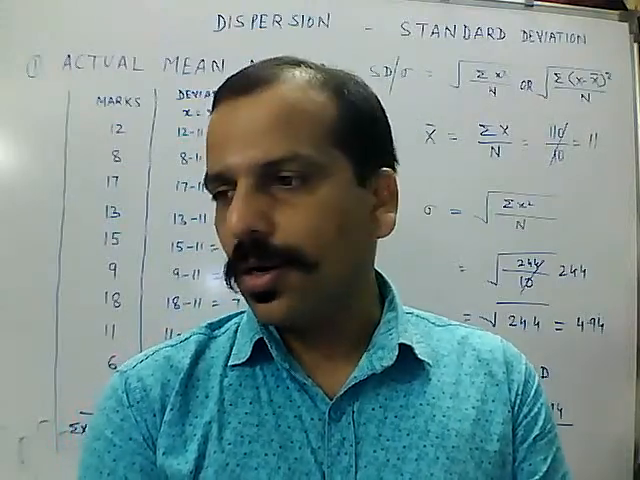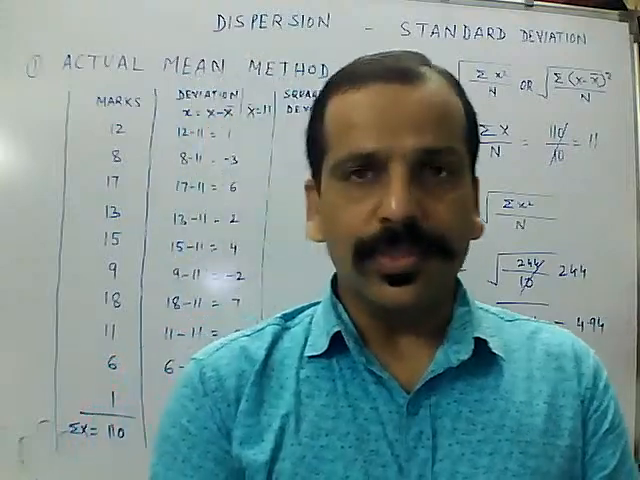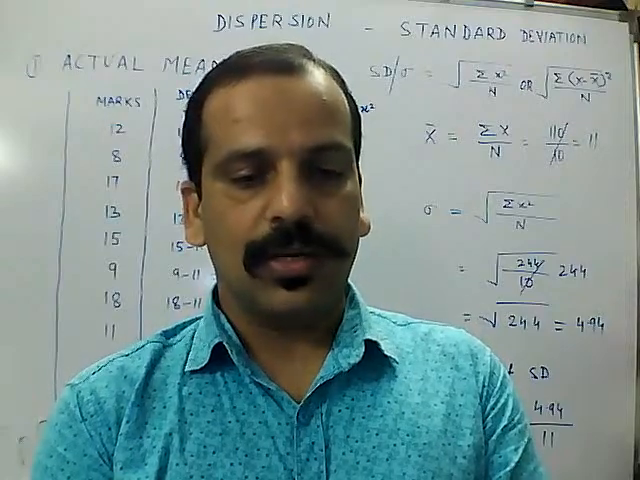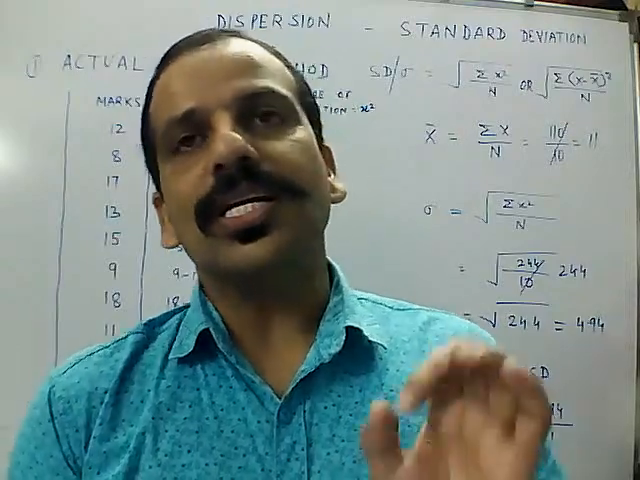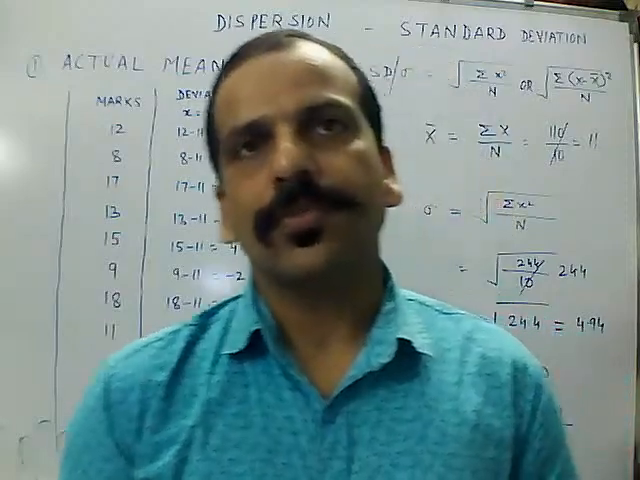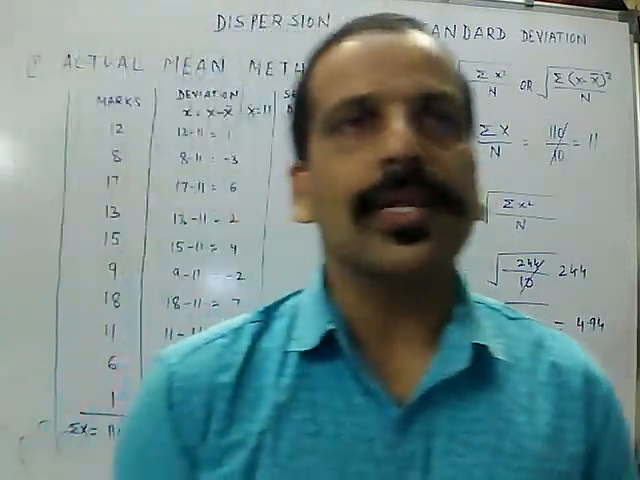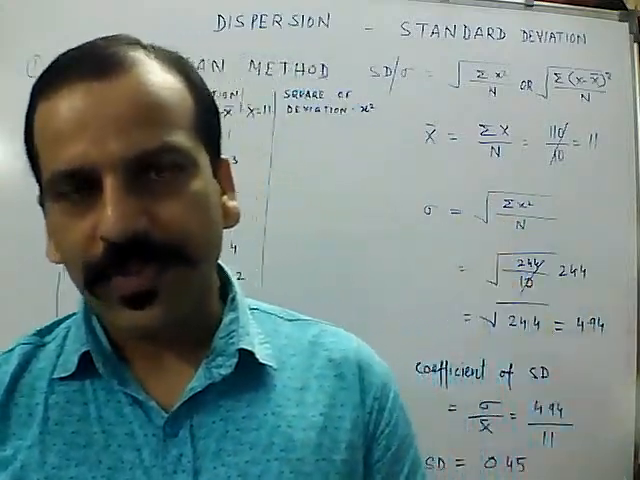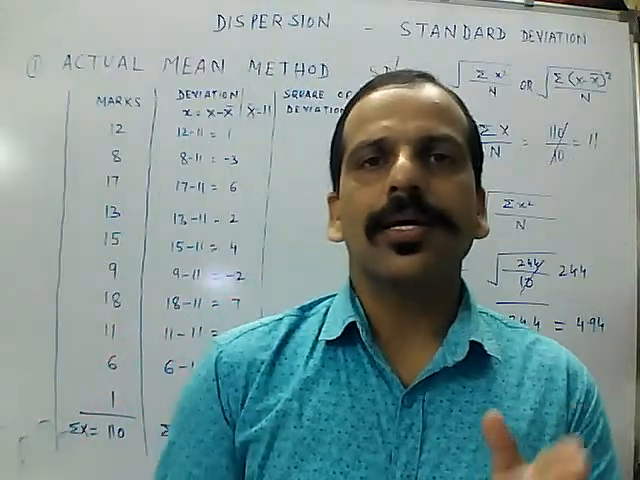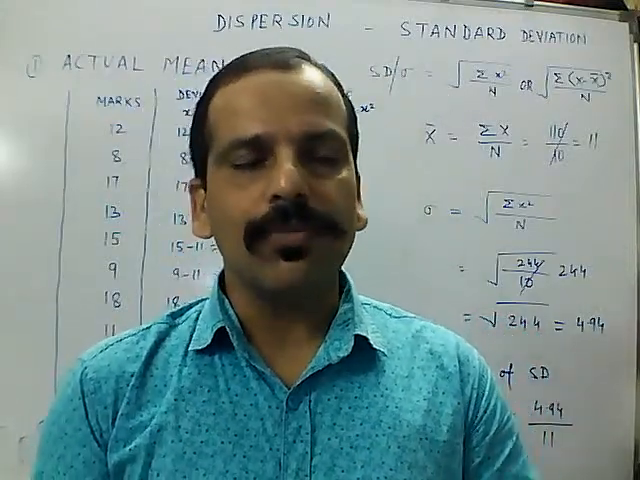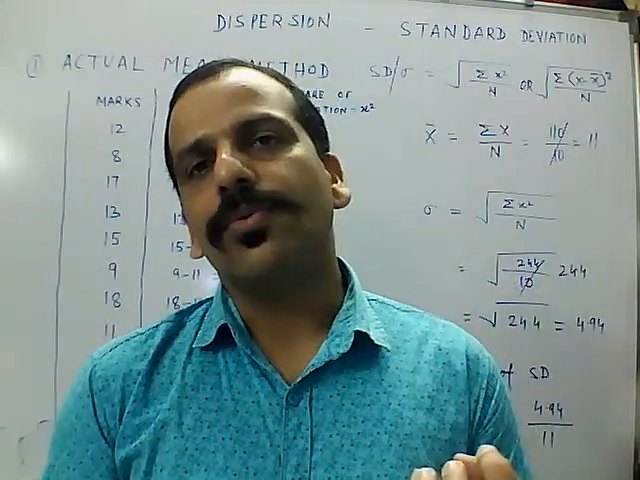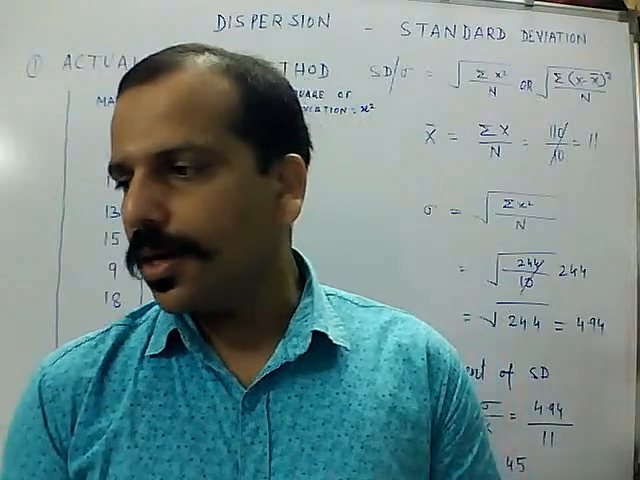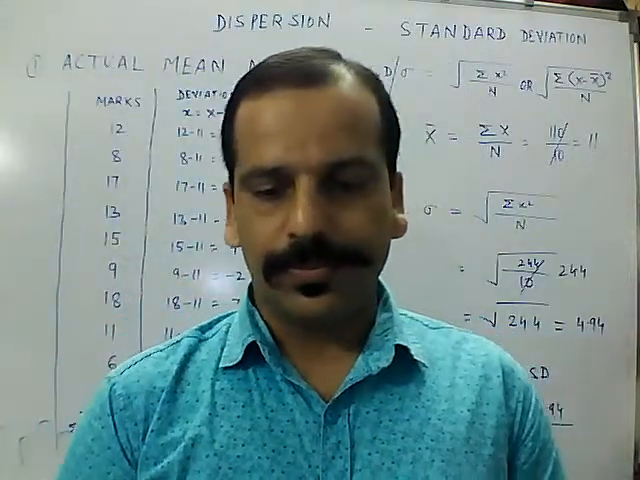Fourth point of the objectives of dispersion is to compare the disparity between two or more series, or to find the degrees of variation. It also measures the degree of variation. We have two methods: one is absolute standard deviation, another is relative dispersion or relative standard deviation. In the relative we find the answer in degrees or in percentage, whereas in the absolute we measure the number only.